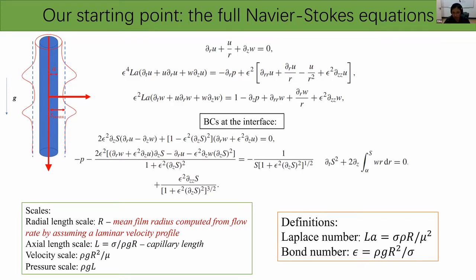We get two dimensionless parameters. One is the Laplace number, and the other is the Bond number. The Bond number is typically small, about 0.3 in experiment. And if the Laplace number is small, we can assume that the inertial effect is not important because the Bond number is very small.